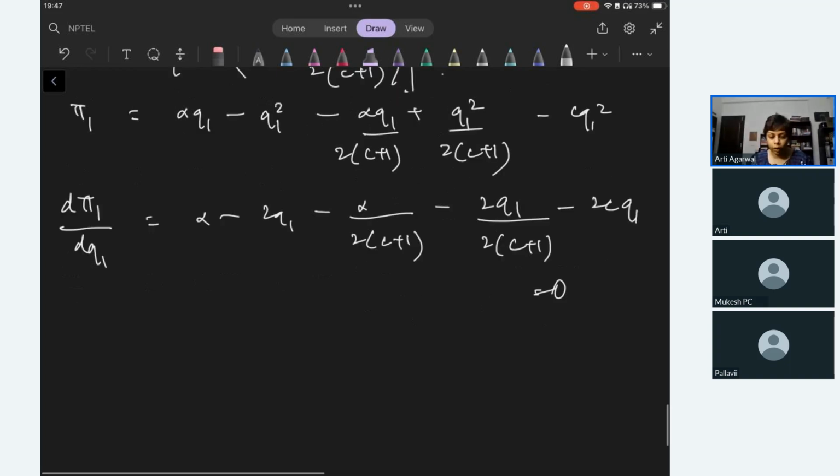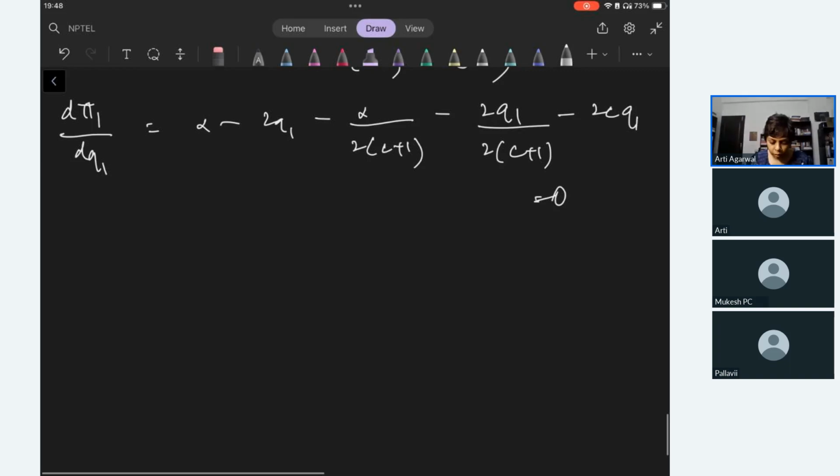This question is unsolved actually. In the book, it's just given as an exercise for the reader. It's not solved, but I wanted to take something different, so I took this question. 2 plus 2, or we can actually cancel this part. This 2 gets cancelled.